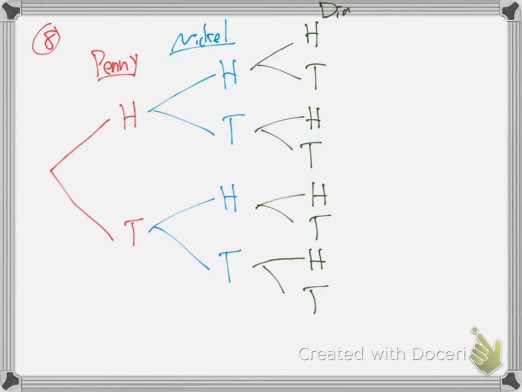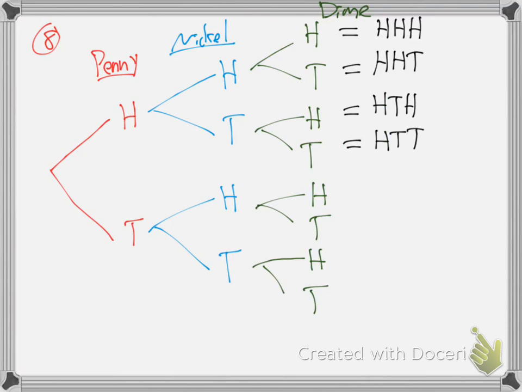For the dime. So when all is said and done, you can have heads, heads, heads on the 3 coins. Heads, heads, tail. Do you see how many possibilities there's going to be? So we're flipping one penny, and the penny's either going to come up heads or tails. And then after the penny, the nickel could come up heads or tails, and you could have heads on the penny and heads on the nickel, or heads and tails. We're just branching off, and then the dime, heads or tails on that.